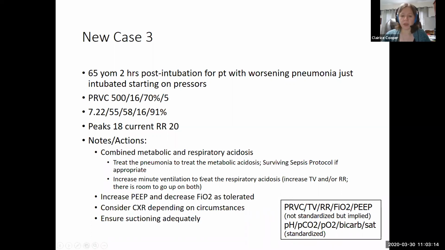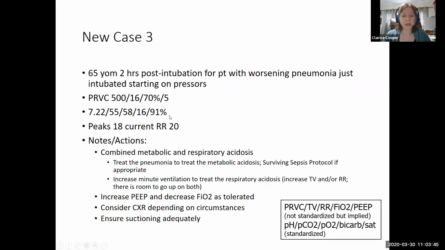However, we can also help to optimize the patient by increasing the minute ventilation. We have room to go up on the respiratory rate. Note that the patient is already breathing at a rate of 20, so we may want to go up a little higher than that. We also have room to go up on the tidal volume as the peak airway pressures are only 18. We don't want to go crazy, but there is room to go up on both, so we do want to increase our minute ventilation to help with the acidosis.